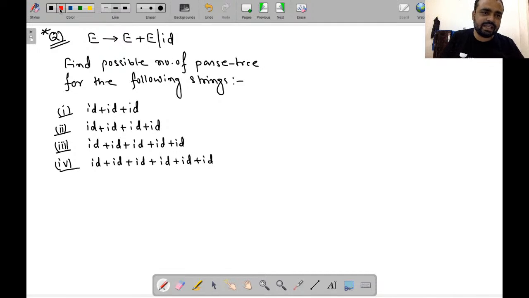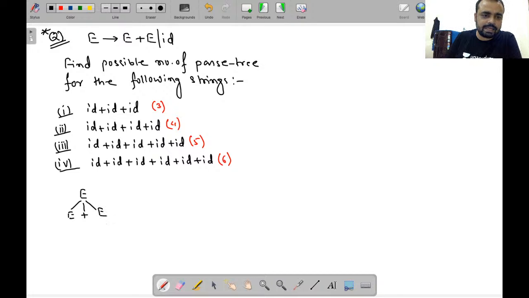So ultimately here the number of IDs are 3, here the number of IDs are 4, here the number of IDs are 5, and here the number of IDs are 6. So you have to find out the possible number of parse trees for each of the strings. So my dear friends, I hope you already know about this. For the first string, there are 2 possible parse trees. How? Just see over here.